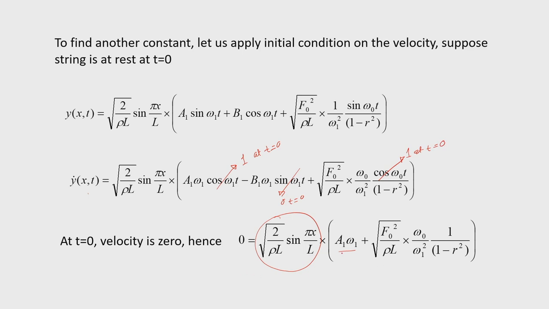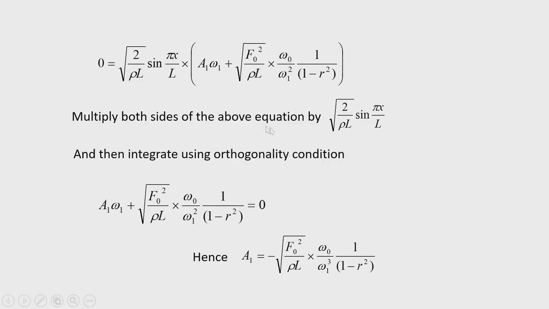Now we have to find a1, but this coefficient is still there, so we again apply the orthogonality condition. That is, multiply both sides of the above equation by the mode shape root over 2 by rho l sin pi x by l, and then integrate using the orthogonality condition. The sin squared pi x by l integrates to l by 2, which will appear as a constant. So root over 2 by rho l into l by 2 is a constant, multiplying the term inside the bracket.